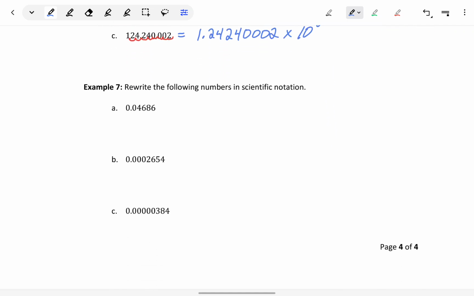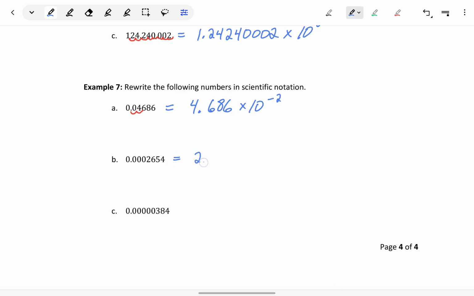To do that for decimal values, we would identify the first non-zero digit as we read this number from left to right. So that would be 4. And then we would put our decimal point there and then fill in any remaining digits that we have, times 10 to some power. So we would count how many places that decimal moved. In this case, 1, 2 places. So this would be times 10 to the negative second.